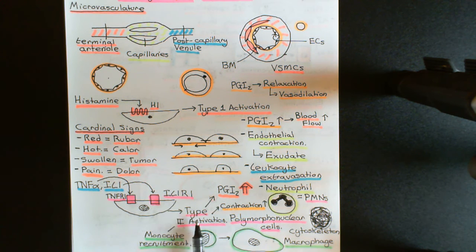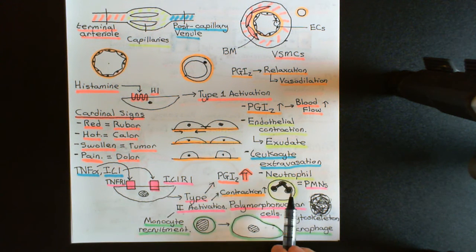And we've discussed that type 2 activation is just going to do all the things type 1 activation does, but does it better. So you get massive production of prostacyclin, causing massive increases in blood flow. You get endothelial cell remodeling of the cytoskeleton to cause much bigger gaps to be opened up between the endothelial cells, and therefore more exudate will form. You also can start recruiting even more neutrophils, and you can also start recruiting other types of leukocytes, for instance monocytes, which will differentiate into macrophages.